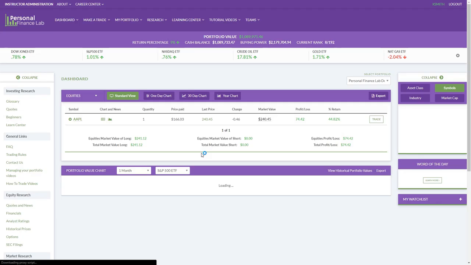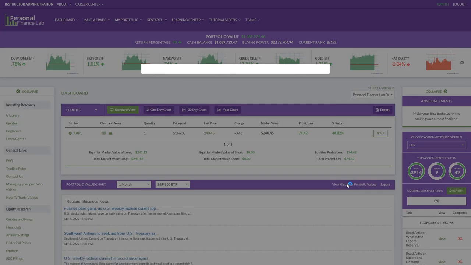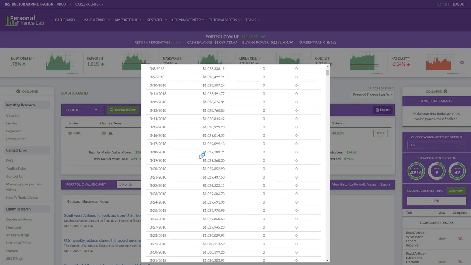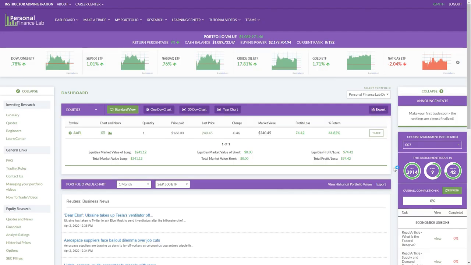Let's see, I'll look at an older portfolio that I built a few days ago, and I can actually see my portfolio value here. And when I click this button, it actually loads all my portfolio values for previous days. So they can use this information and export it to Excel or whatever resource they want in order to do charts and graphs on it.